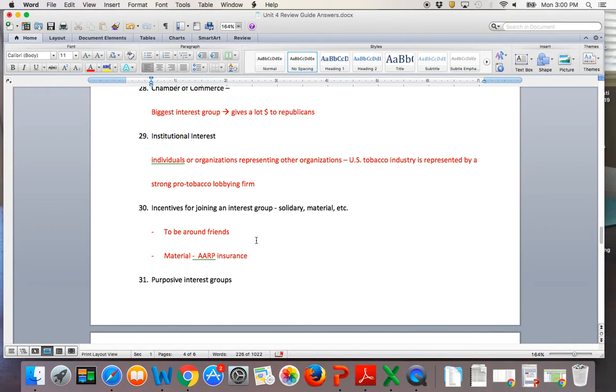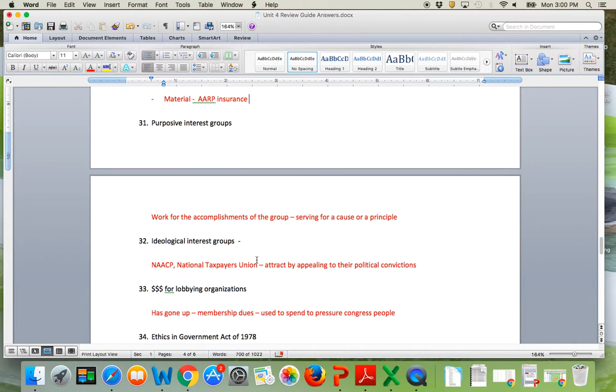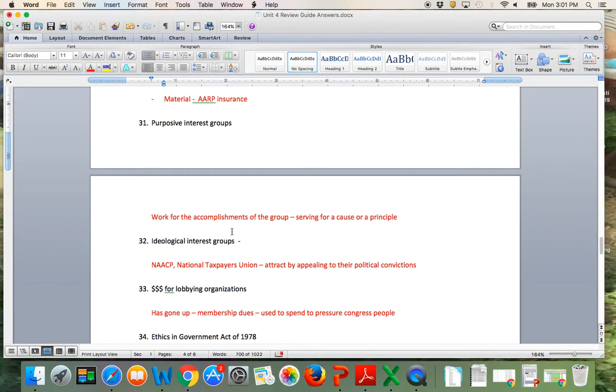Some of the incentives for joining: be around friends, so a solidarity component; maybe material, you get some insurance out of it, you're trying to protect what you already have through this interest group. Purposive interest, work for the accomplishment of the group. You're serving for a cause. You have a specific cause that you're trying to fight for, some principles that you're fighting for.